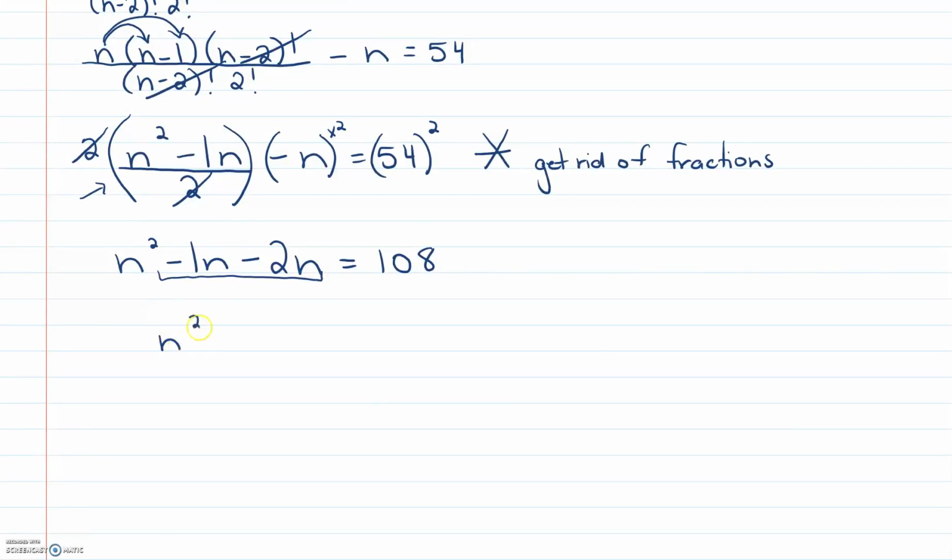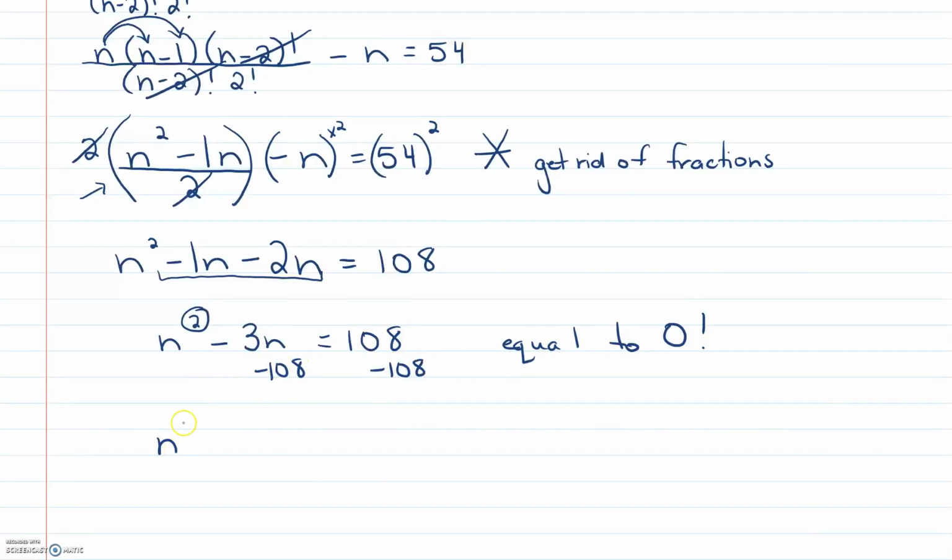So we're going to have n squared. When you have one negative and two more negatives, it actually becomes negative 3n. And because this is a quadratic relationship, because of the exponent of 2, we want our equation equal to 0. So to make that equation equal to 0, I'm going to subtract 108 from each side. So I'm left with this, equals 0.